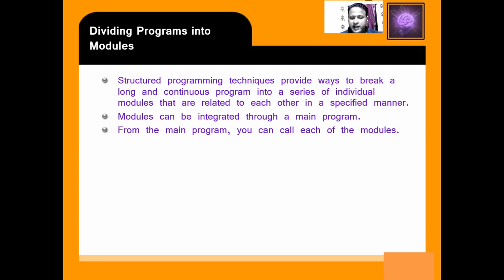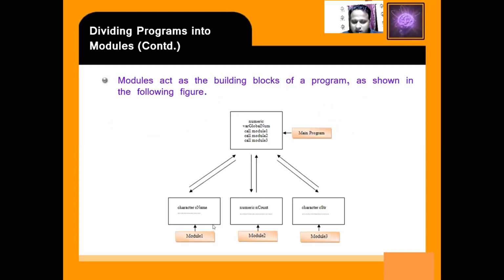Modules can be integrated through the main program. So in the main program, you can call the module. When you divide a block, it is called in a main module. If you see here, this is called the main program, and module 1, module 2, module 3 are the sub parts of this main program.